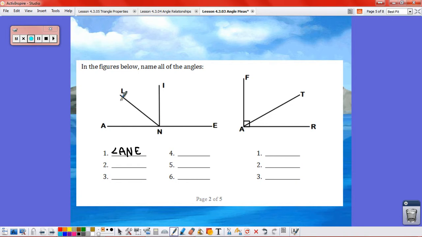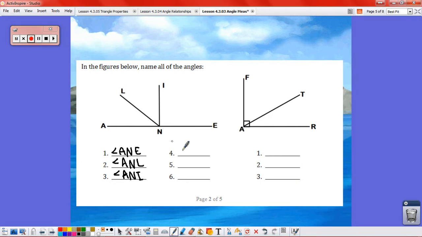Then there's angle A and L. I like to do this systematically so I don't forget any. So I'm going to do all of the angles that have A in them. A and I. Okay, so I've got that one and that one and that one. So that's it for A.